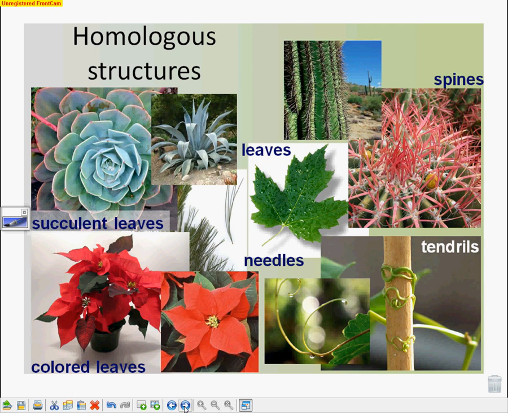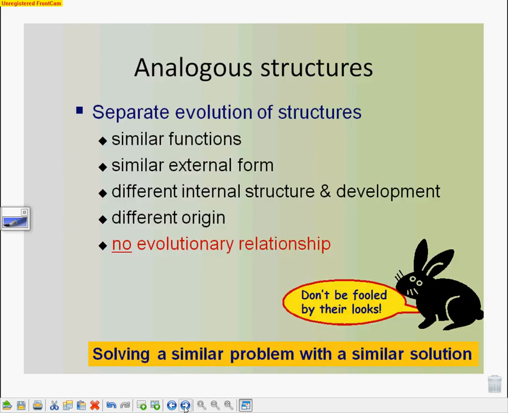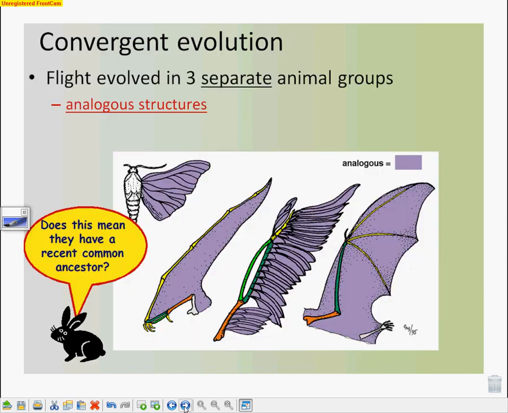Okay, so what happens then if you would have similar functions, a very similar external form, but the insides look very different? Well, what that tells us is you're probably not evolutionarily related. And so what this means is that you're a little bit further apart, a little bit more separated from one another. So a good example to look at here is to keep with this idea of flight.